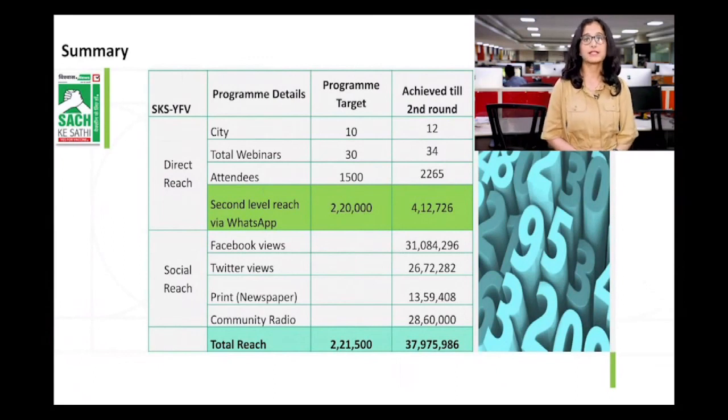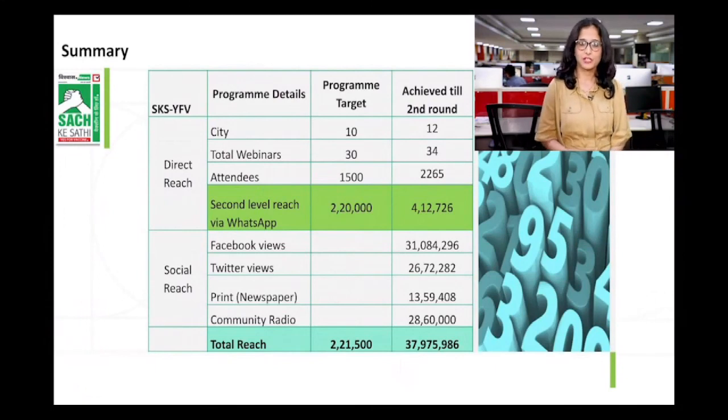WhatsApp engagement, that is second level reach, was planned to be 0.2 million in total, and we have achieved more than 0.4 million. Overall, we had a target to reach 1% of the total population by end of the project, which is 0.2 million. And by the end of the second round, we overachieved our targets by reaching out to more than 2% of total population of 10 cities.